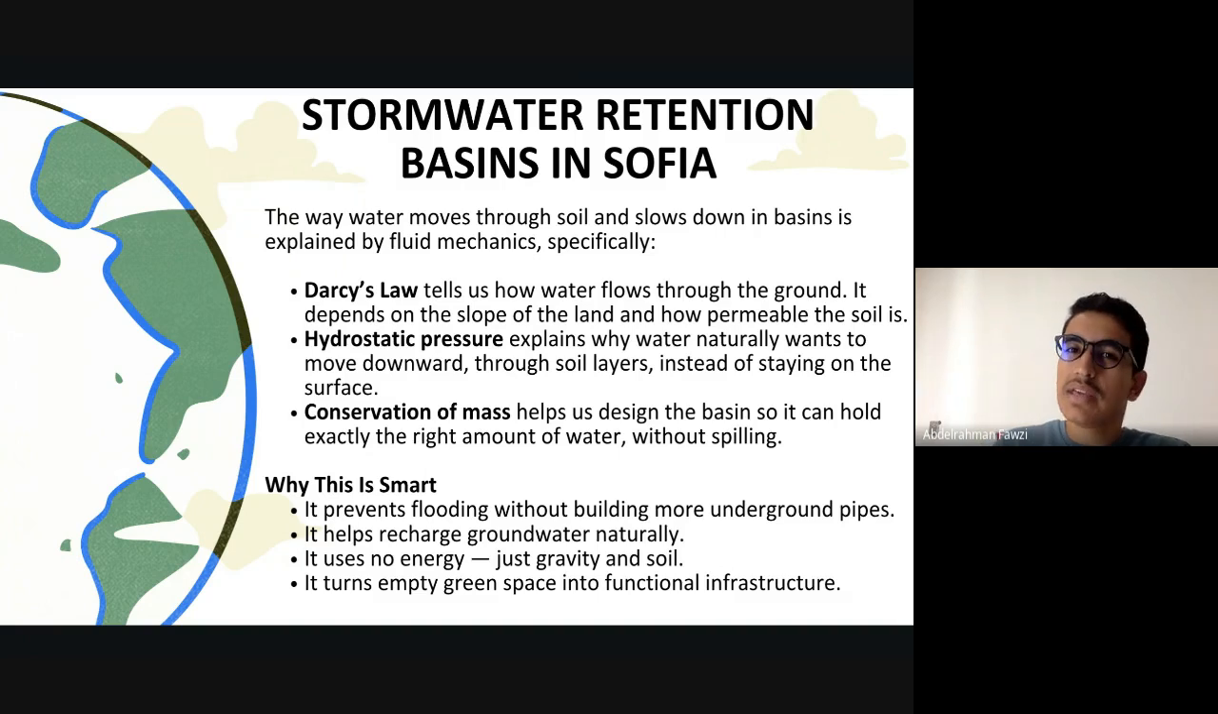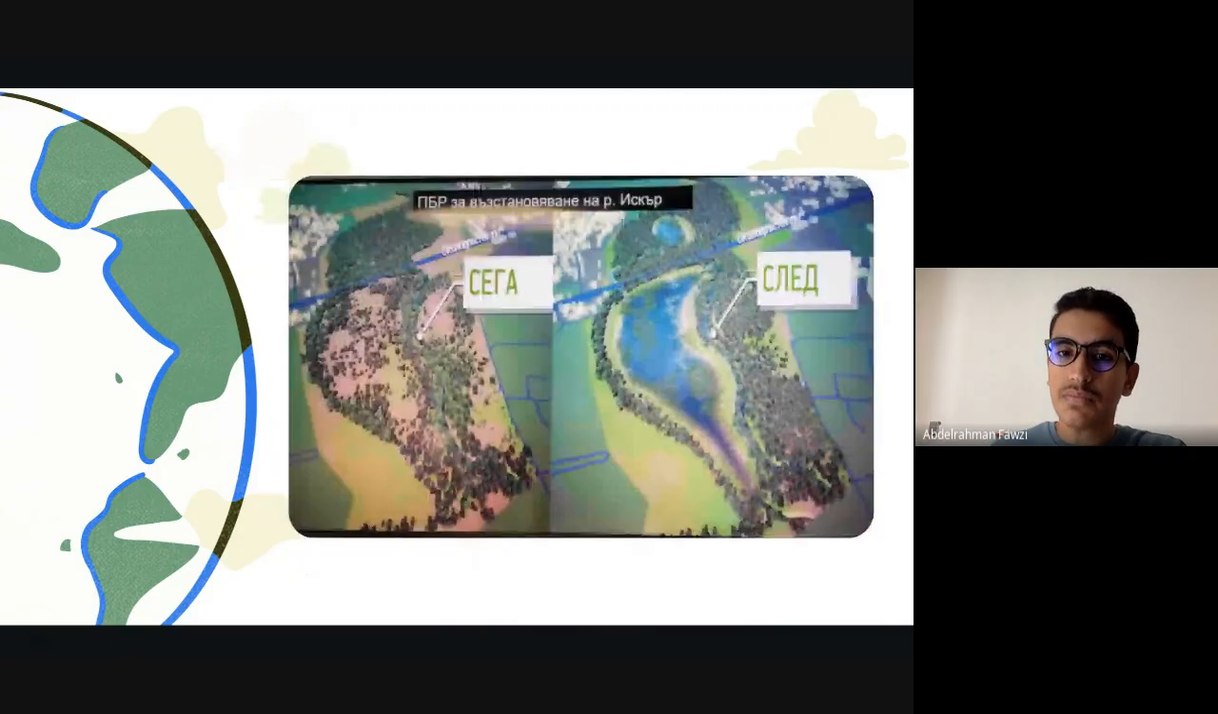What are the laws behind, like the working mechanism behind these patterns? So we use Darcy's law. We use the hydrostatic pressure as well. We understand the water usually tries to move from the higher pressure to the lower pressure. We use the conservation of mass. As I told you in the beginning, we use conservation of mass, conservation of momentum, and conservation of energy to solve any fluid mechanical issue. And here's a picture.